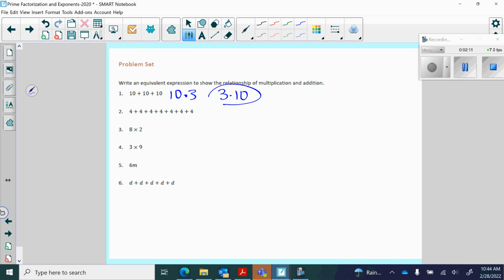Does it matter which way I write this? Yes, it does. Is my answer the same? Yes. So the answer is the same. However, my modeling is completely different based on how I wrote this. If you wrote this as 10 times 3, you are wrong. When I write multiplication, the first number is telling me how many groups of the second number I am adding together.